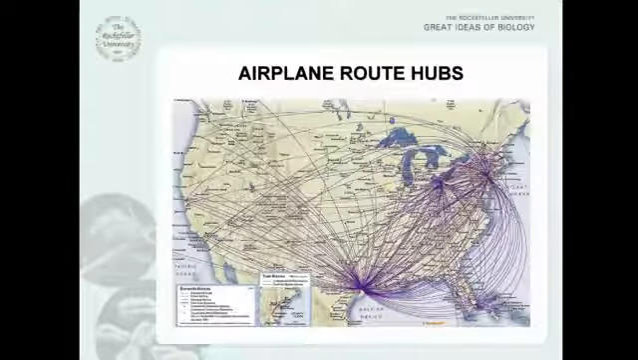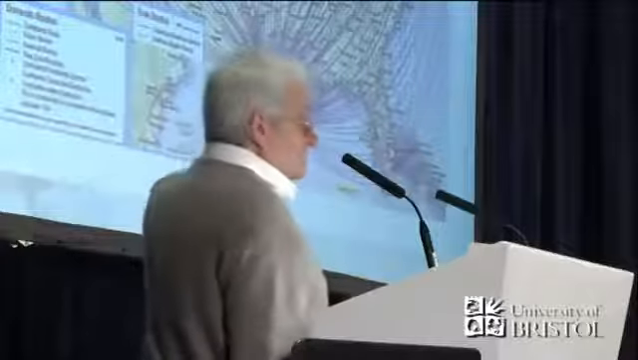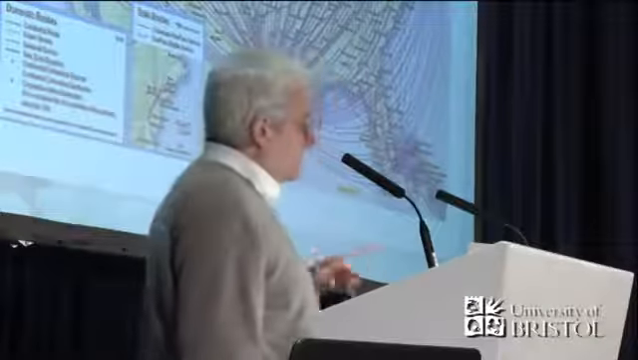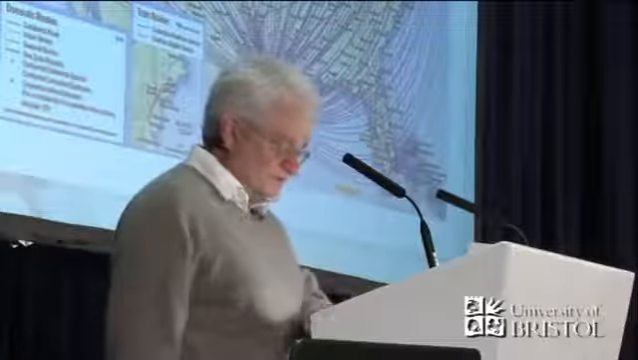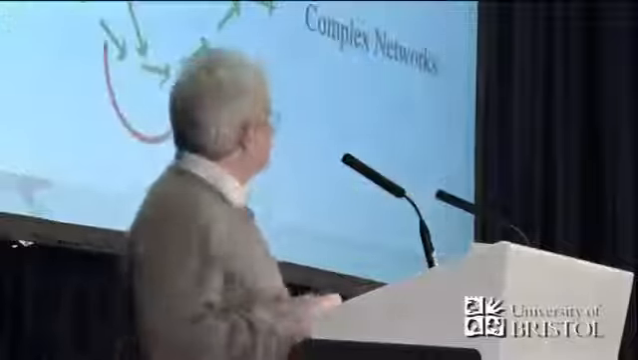Now, it turns out that the way that networks are put together in efficient aeroplane route hubs has some relationships to the way networks are put together in living systems. And there are things to be learnt from that, and from social networks as well. So that's one bit of thinking that is quite interesting.